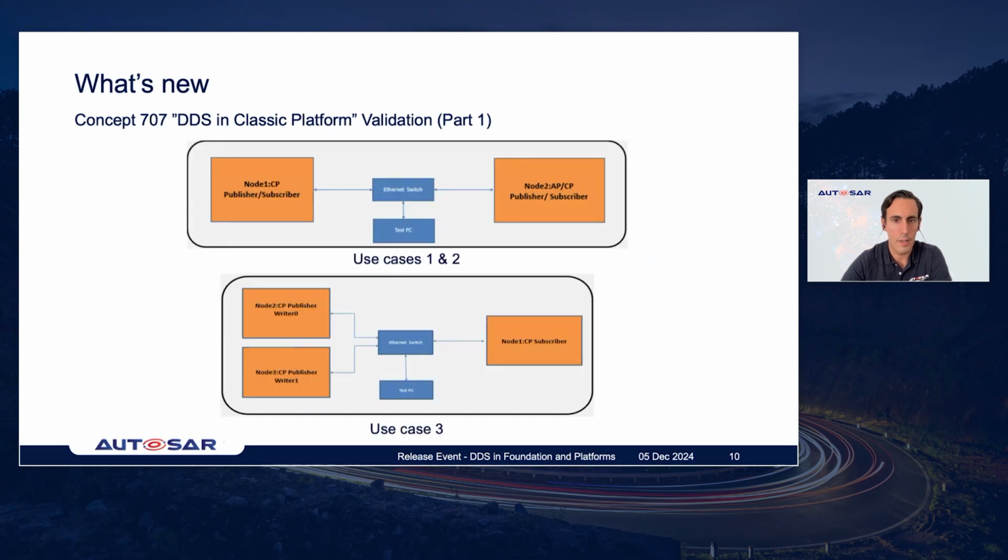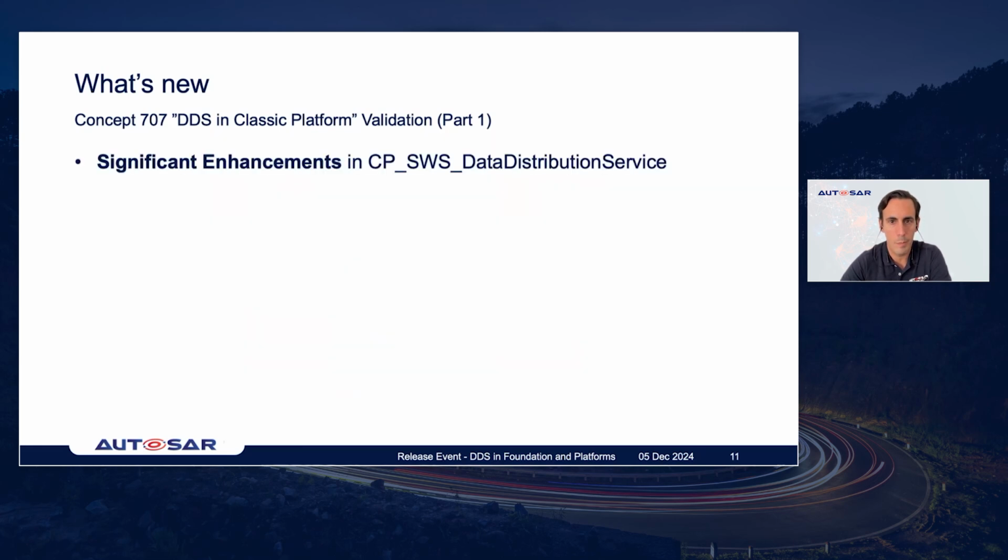So the architecture of this validation looks like something like what I'm showing here, with an Ethernet switch in between, a test computer, and a couple of AP or CP nodes. And that's for use case 1 and 2, and use case 3 is a bit more complicated with a number of classic platform publishers and subscribers.